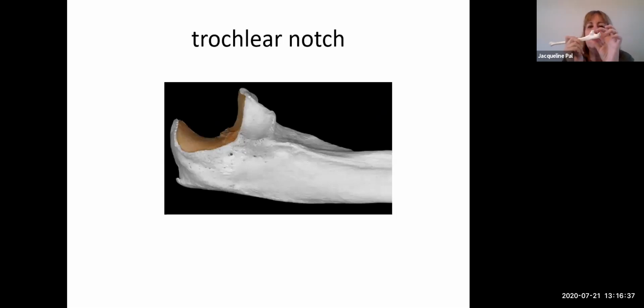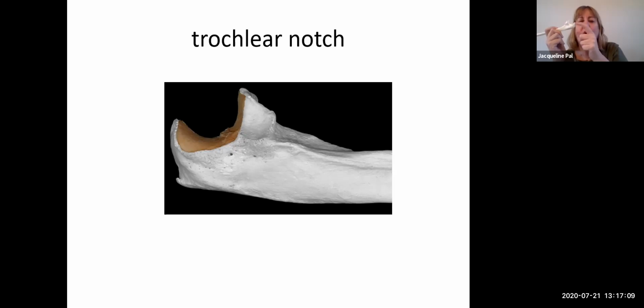That U-shaped divot is called the trochlear notch. So that may sound very familiar to the trochlea, and that is because the trochlea of the humerus fits right there in the trochlear notch. And that is how you bend and flex your elbow, the movement of the trochlea within that trochlear notch. It's a hinge joint there. And so here is where the articulation ends.